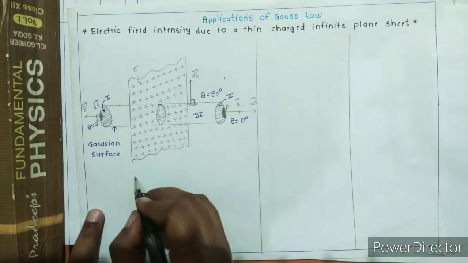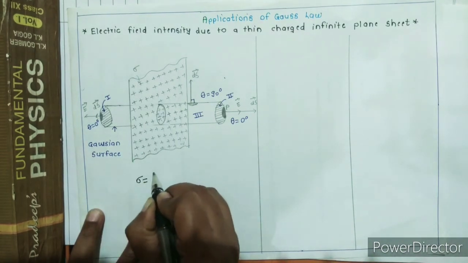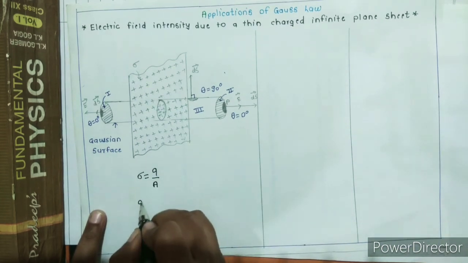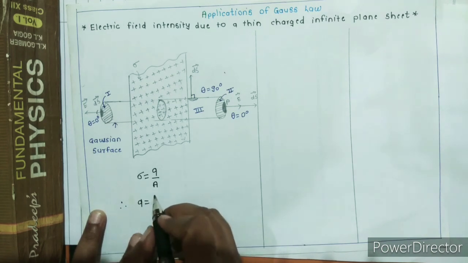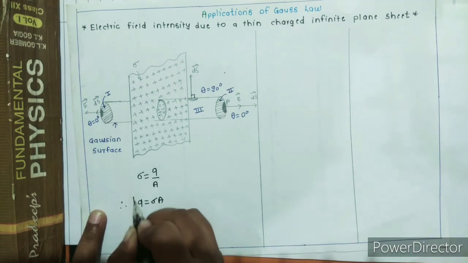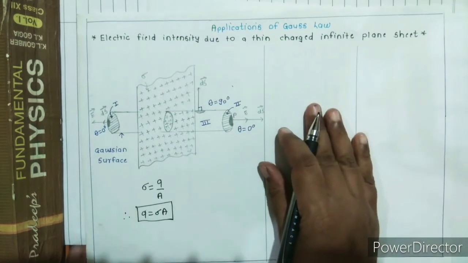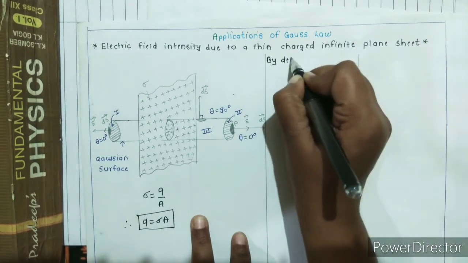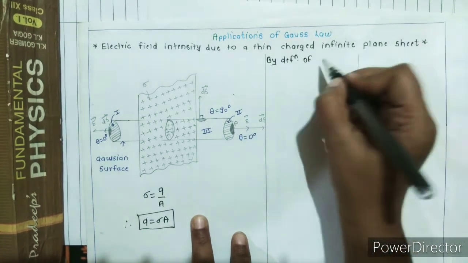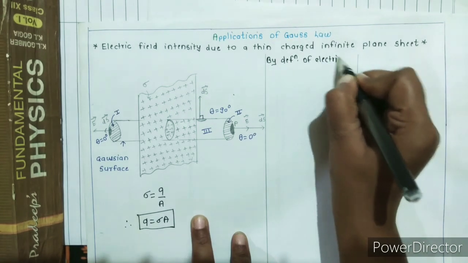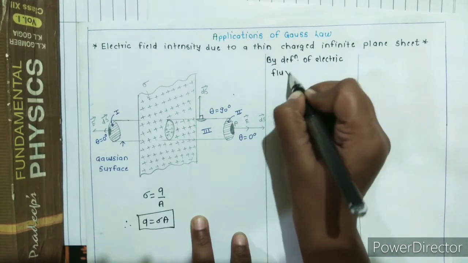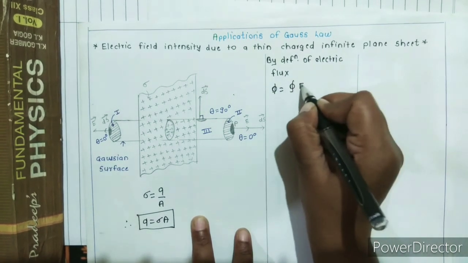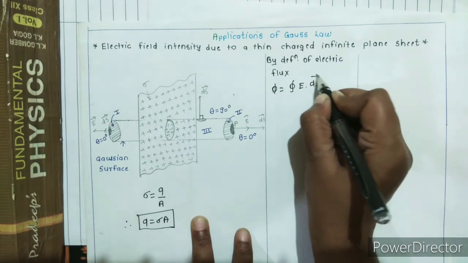So sigma, that is surface charge density, is equal to charge per unit area, that is q is equal to sigma A. You have to remember this. Now I have to find out the electric flux. By definition of electric flux, phi is equal to closed integral of vector E dot vector ds.